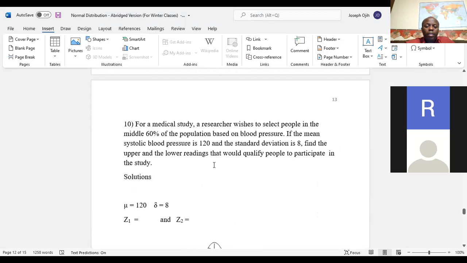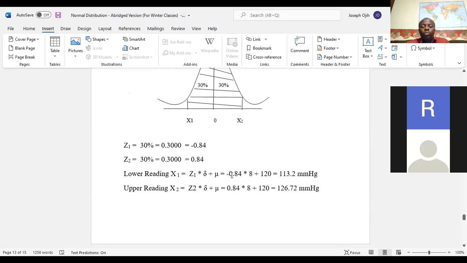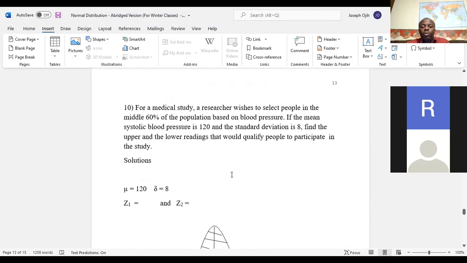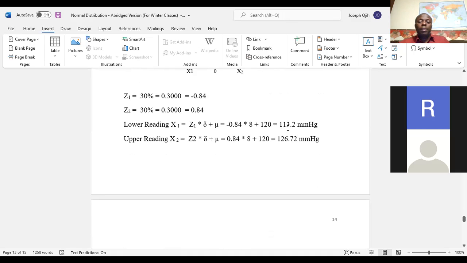So the question was, if the mean is 120 and the standard deviation is 8, and the researcher is using the middle 60%, which is 30, 30 around the center. So the upper and lower blood pressure readings that will qualify people to participate will be 113.2 millimeter of mercury to 126.72 millimeter of mercury. Any question on this?